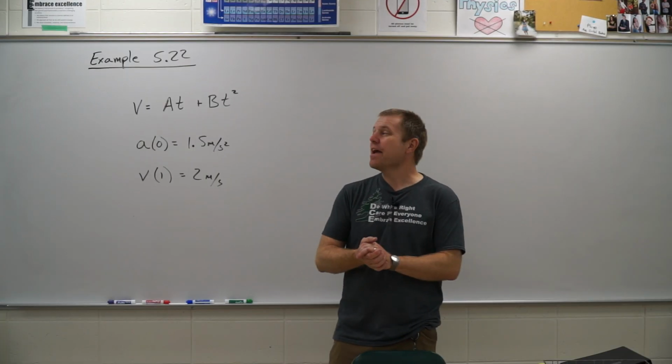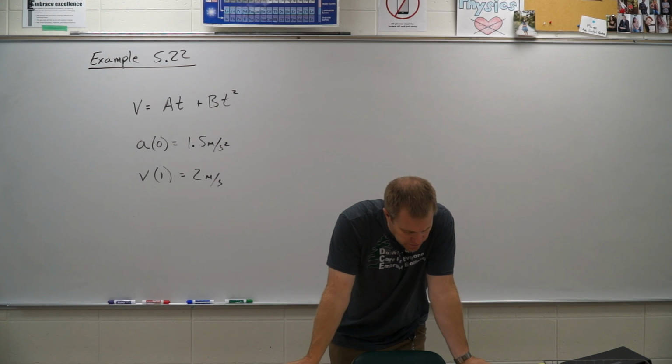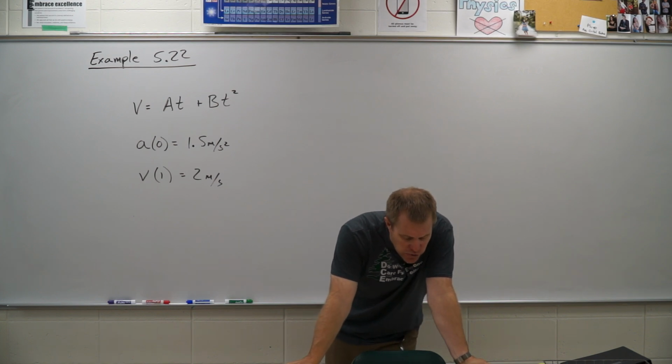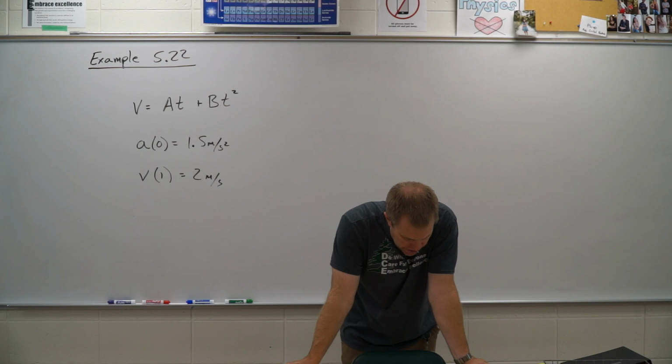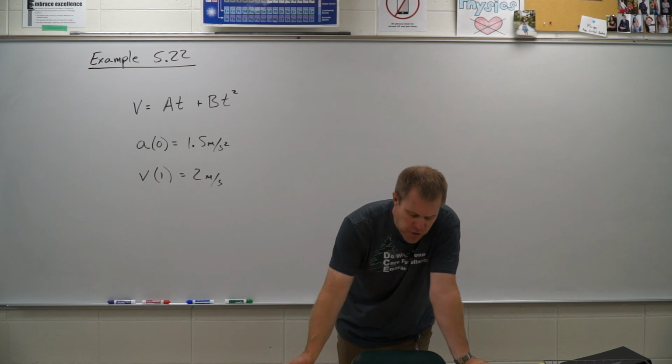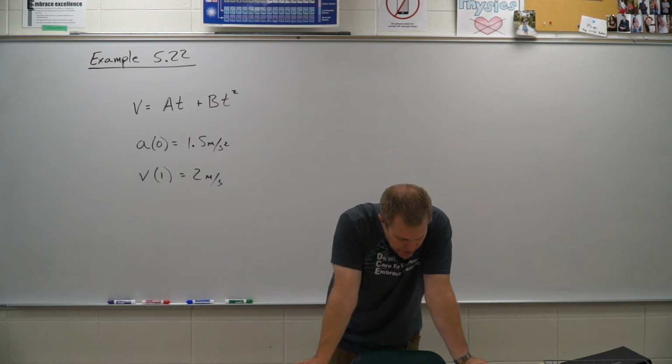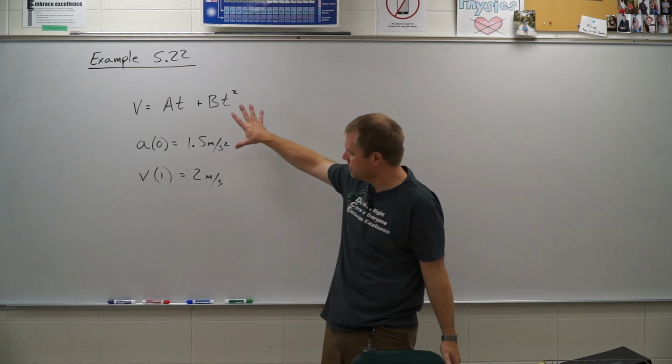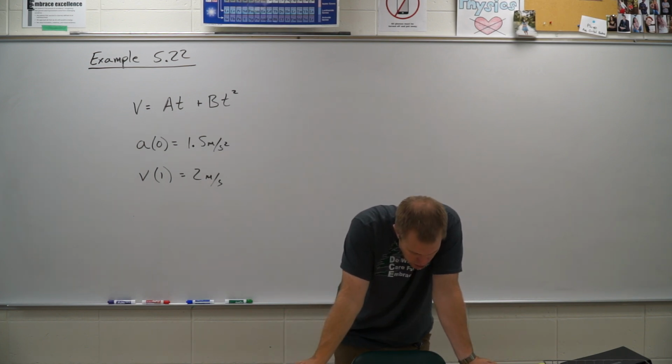Let's take a look at example 5.22. It says a 2,540 kilogram test rocket is launched vertically from a launch pad. Its fuel of negligible mass provides a thrust force so that the vertical velocity as a function of time is given as this, where A and B are constants and time is measured from the instant the fuel ignites.